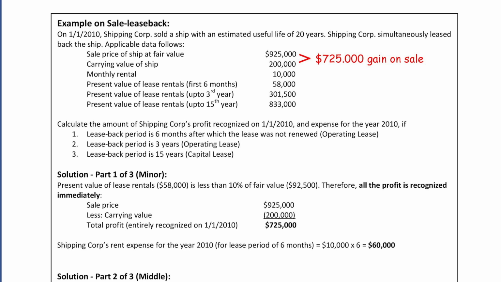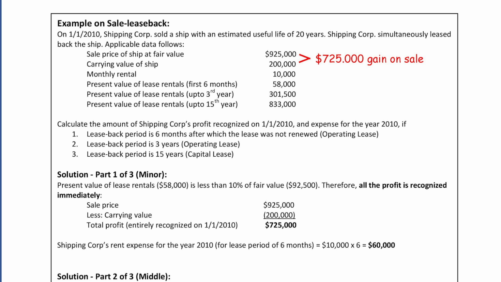The first case, we'll look at if leaseback period is 6 months. Second case, we're taking the leaseback period to be 3 years. And the third case, we assume that Shipping Corp leases it back for 15 years. So the first case, lease back period of 6 months, we already have the present value number of lease rentals for the first 6 months, $58,000.